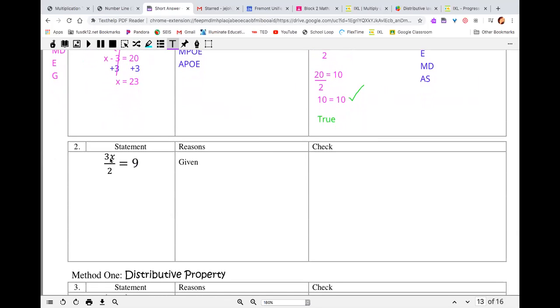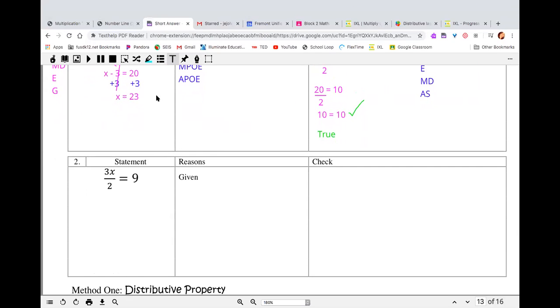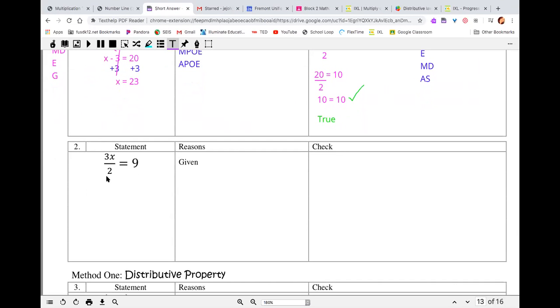Let's see. It says 3 times x divided by 2 equals 9. So what do I want to do first?